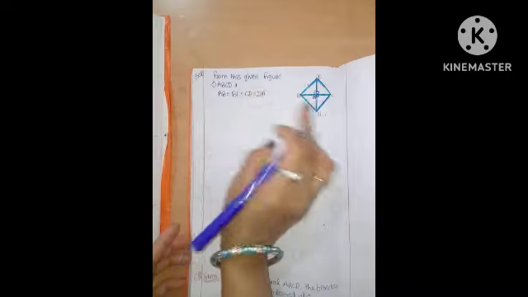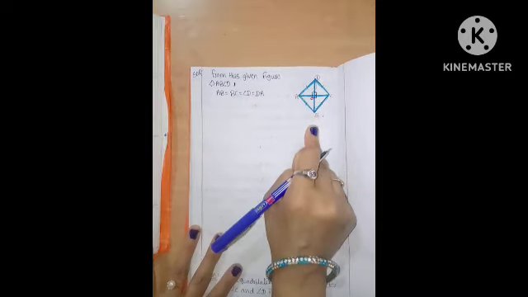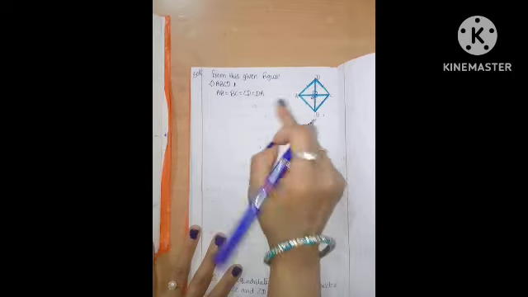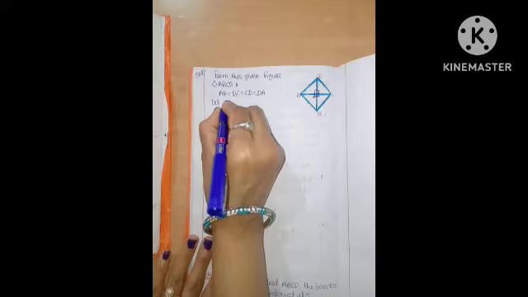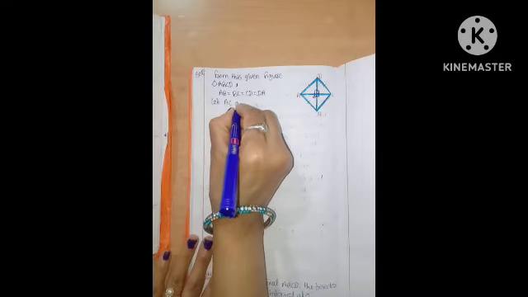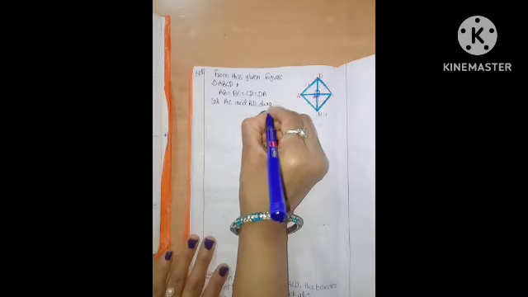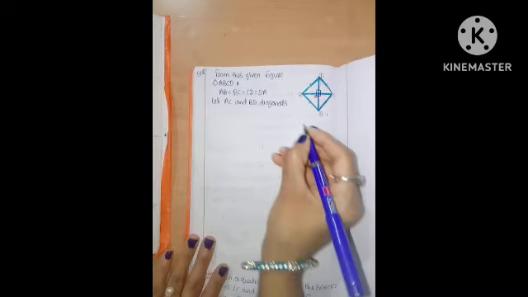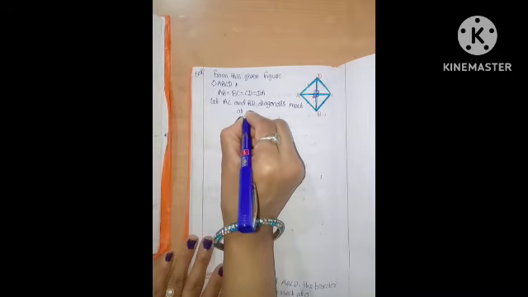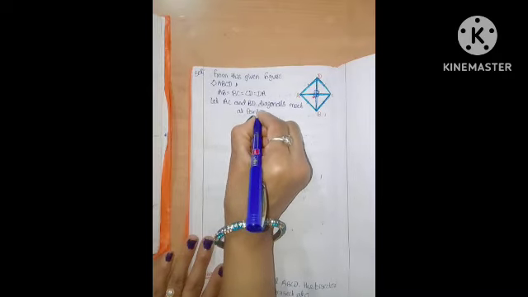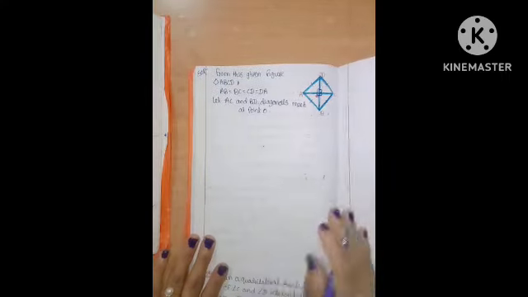And next, diagonals. Let us take these two diagonals, AC and BD. The diagonals meet at point O. What are the diagonals? AC and BD. These two diagonals intersect at point O. Okay.